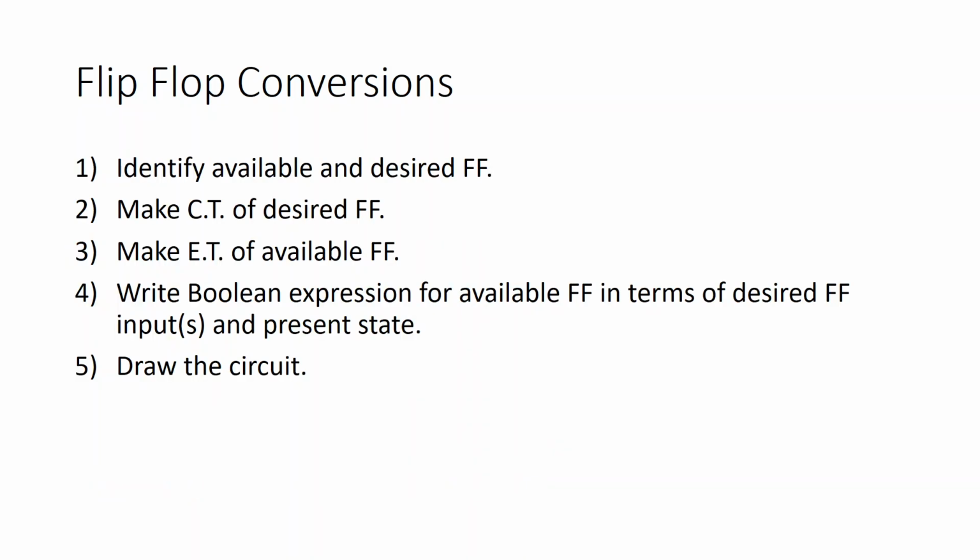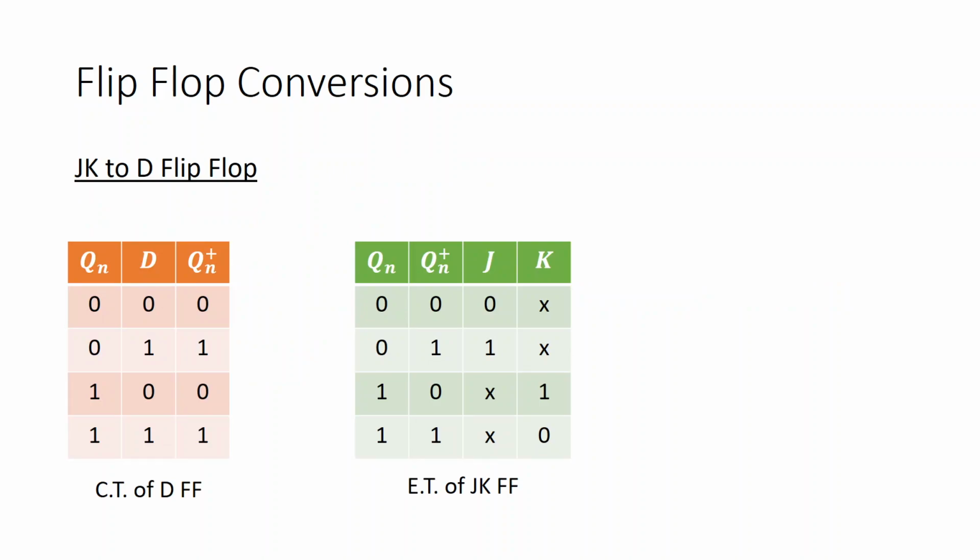Now what is the next step? Write the Boolean expression for the available flip-flop in terms of the desired flip-flop inputs and present state. What we do is take this part from the excitation table of the JK flip-flop. This is the excitation I need to give. This I will take and append to the characteristic table of the D flip-flop, the desired flip-flop. Now I can try to understand how I will form these JK inputs when my desired Qn and D are like this to give me Qn+1 like this. This is what I will try to do.